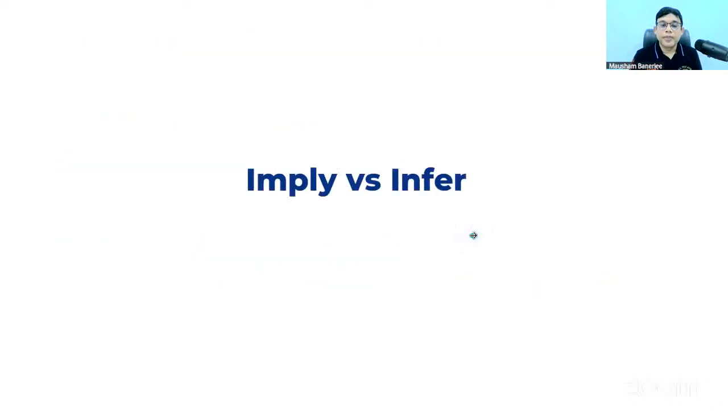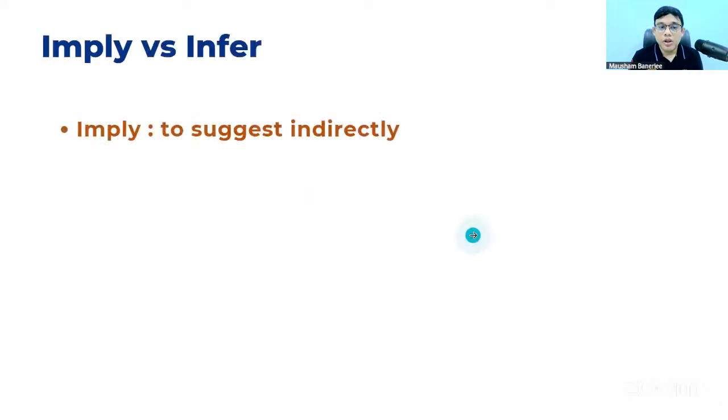The next one, imply versus infer. What is the difference? Let's see. Imply means to suggest indirectly. I'm implying something. I'm suggesting something indirectly. I'm not saying it very openly, but in an indirect way, I'm trying to suggest something. That is implication, or that is implying something.